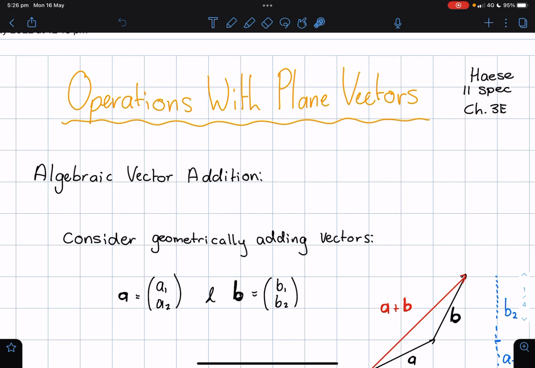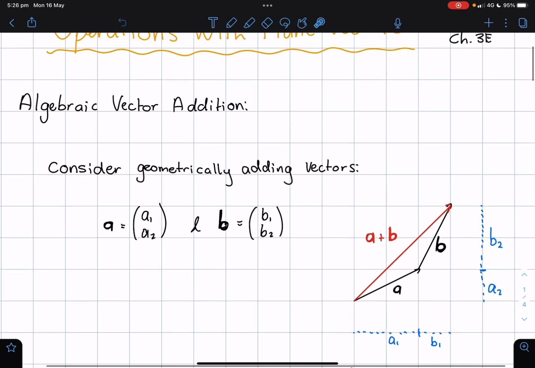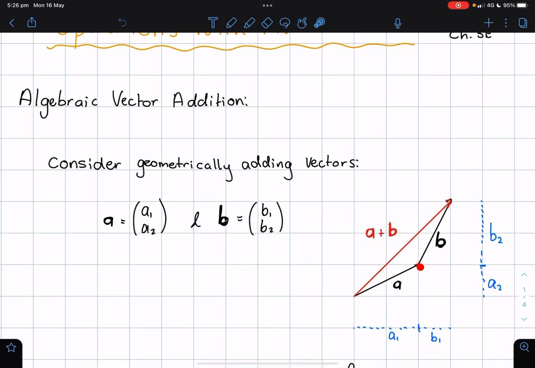I've got vector A here with my components A1 and A2, and vector B with B1 and B2. Now A and B vectors can be anything you want. Over here I've just made vector A (2, 1) and vector B (1, 2). So geometrically adding vectors, we add tail to tip and then join from the tail of A to the tip of B. Simple stuff.